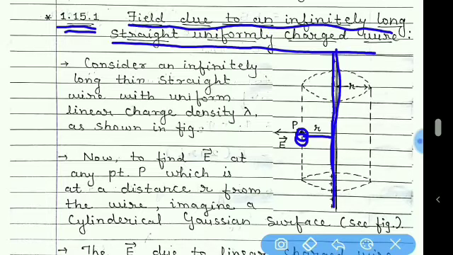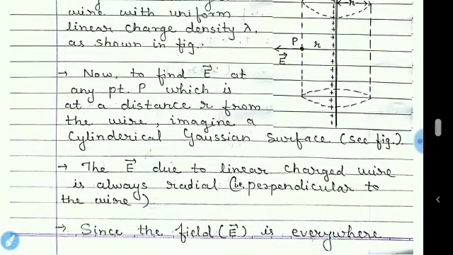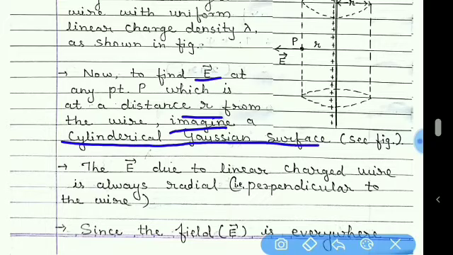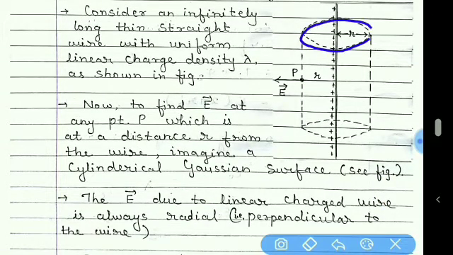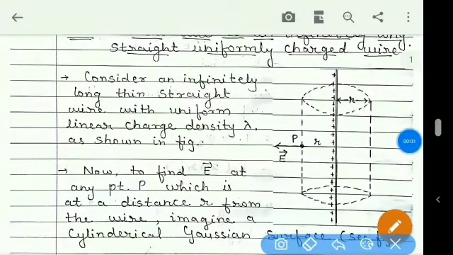We know that for linear charge distribution, the charge density is given by lambda. Now, to find the electric field at distance r, we have to consider an imaginary cylindrical Gaussian surface. You can see here that around this wire an imaginary cylinder is drawn. This imaginary cylinder is called the Gaussian cylinder. The electric field due to this charged wire is radial, meaning it is normal to the wire in all directions.